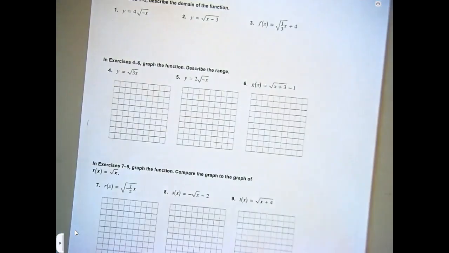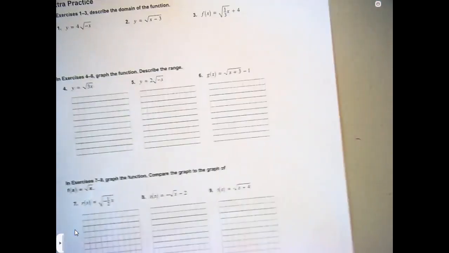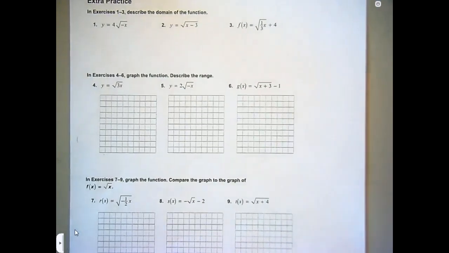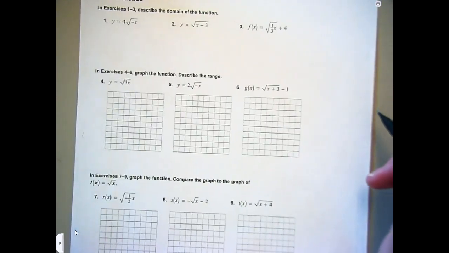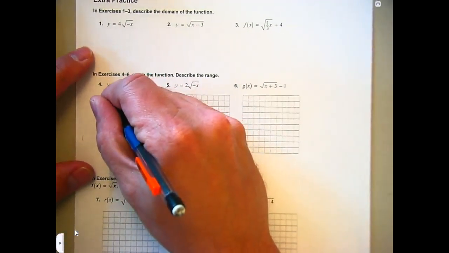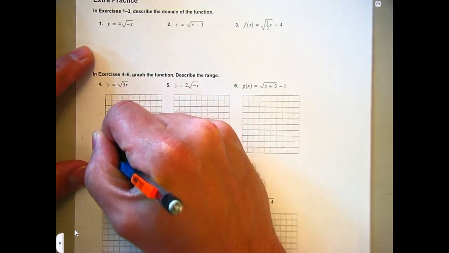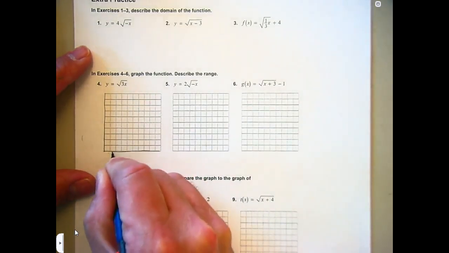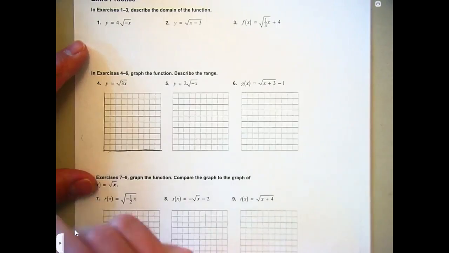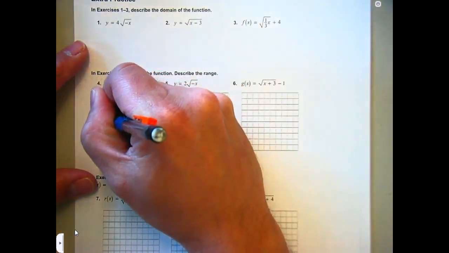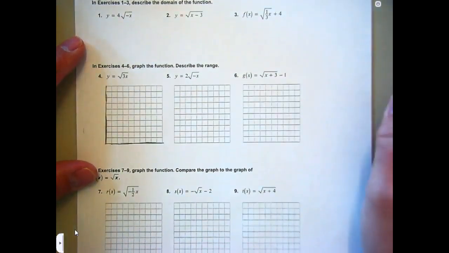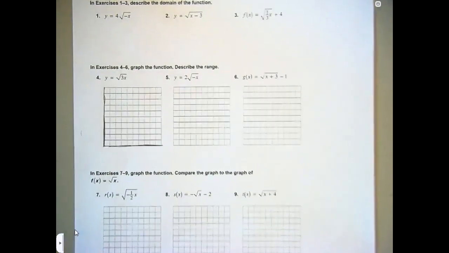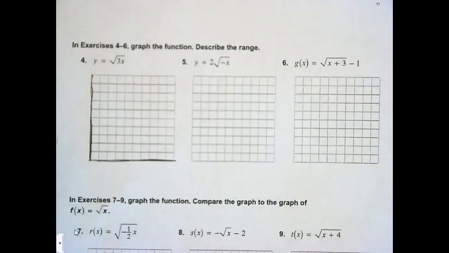But if you look at page 310, I want to do some of these graphs together using patterns versus using a table. You can still use a table, but I want to make sure we get the patterns down, and understand how different parts of our function are affecting our graph. So the first thing, we're going to start with number 4 on page 310.